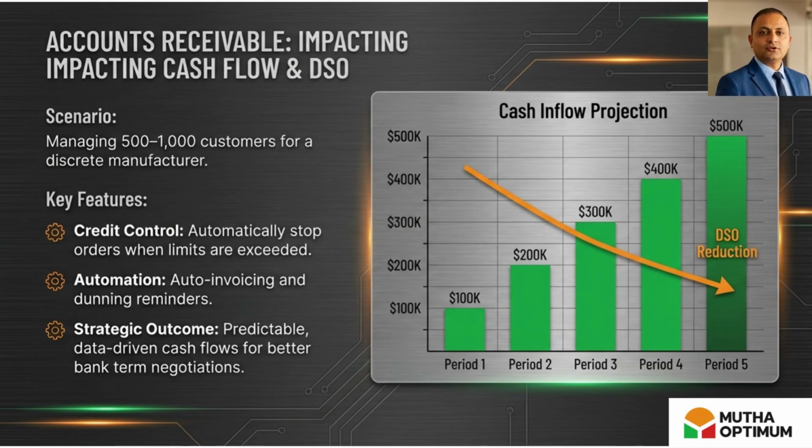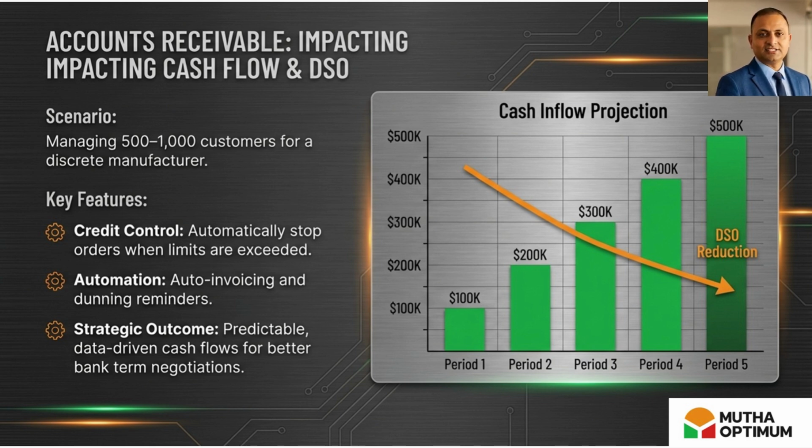As CFOs, you care about cash flow and DSO. LN supports automated invoicing based on sales orders or projects, integrated credit management with configurable limits, and dunning that automatically sends reminders based on overdue days.